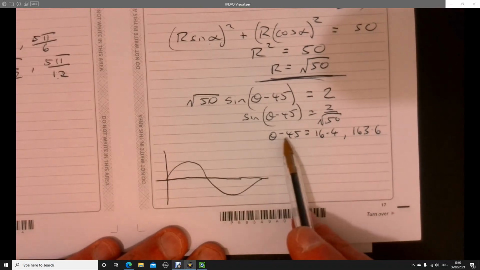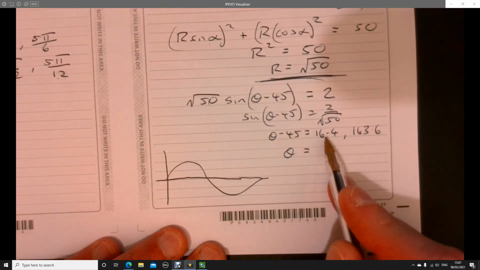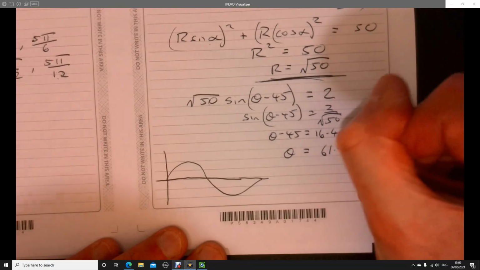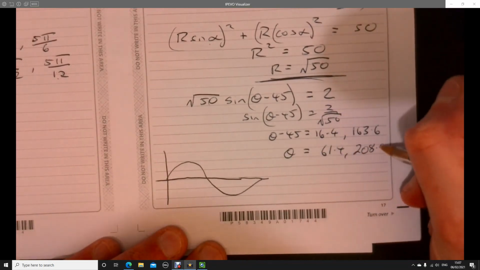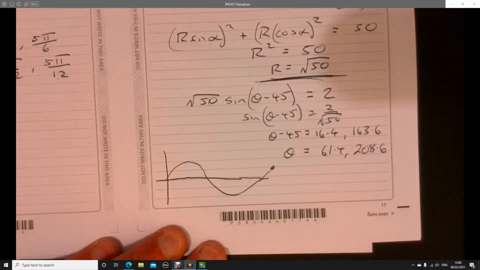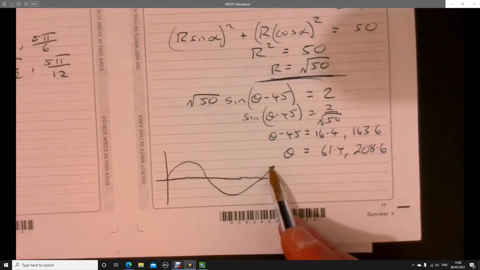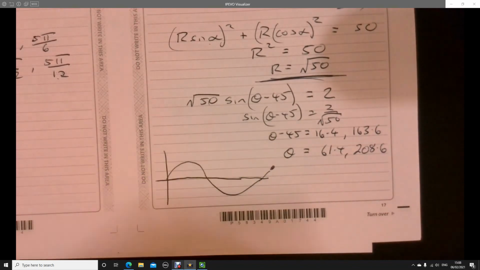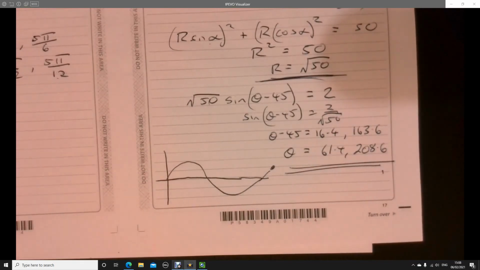So if we need to work out theta, it's just going to be these add 45. So we can have 61.4 and 208.6. If you wanted to work out the next one, it would just be over there, but then you would be adding 45 to it. So obviously it's not going to make sense, is it? So it's going to be outside our range. There we are, done.